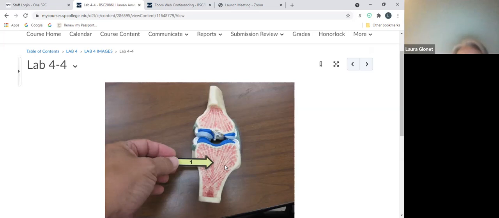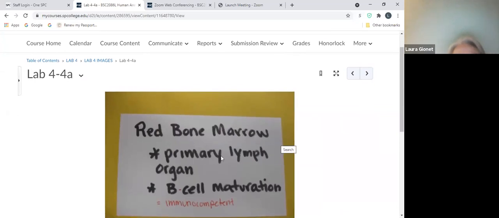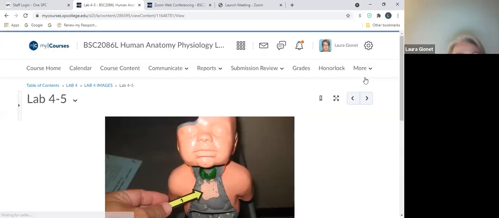Identify the function: produce all blood cells. I would still use that. Identify the cell that becomes immunocompetent or mature here. Which lymphocyte matures here? A B lymphocyte. It's a variety of different questions. Red bone marrow acts as a primary lymph organ, and its function is to produce all blood cells. And in this case, which lymphocyte matures here? The B lymphocyte. Maturation and immunocompetence really mean the same thing.